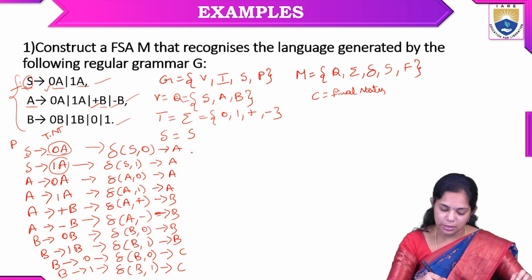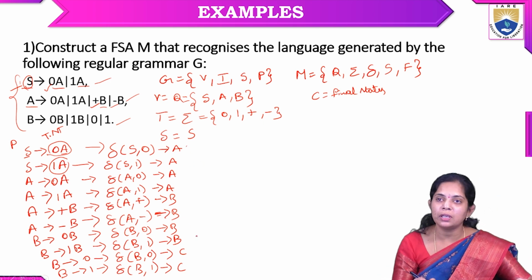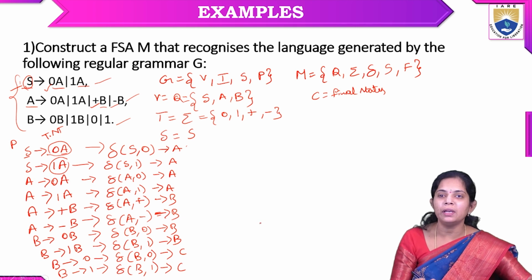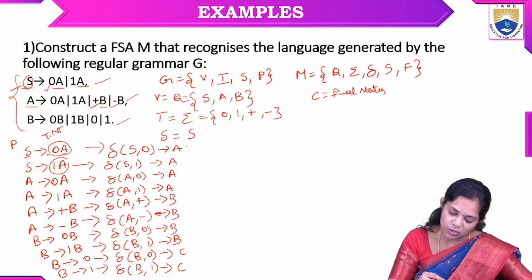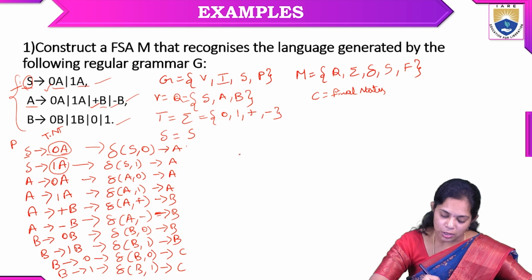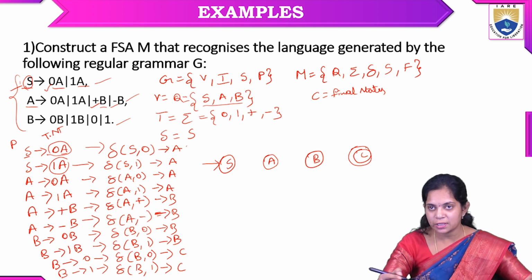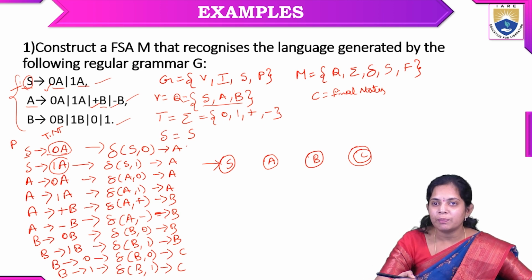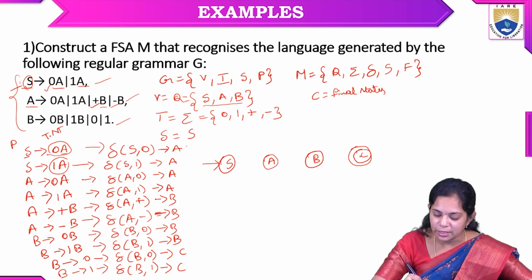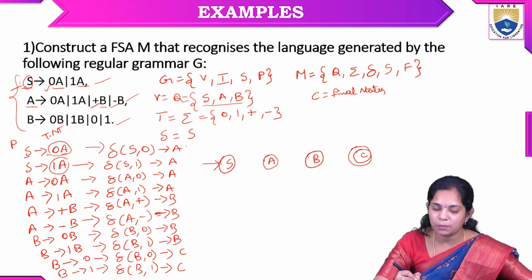And with these production rules and transition functions, we will form a transition diagram with all the inputs. So what are the states we require for this one? S is the starting state, and A, B, and the new state is C. Whenever it is having a single terminal, we will represent it as a final state, and that final state is represented with the double circle.